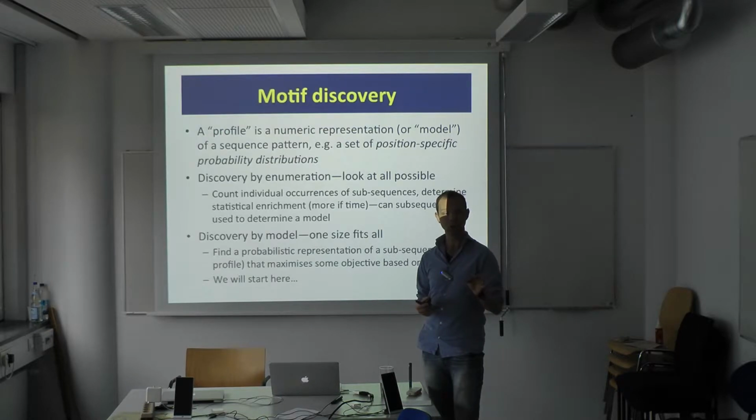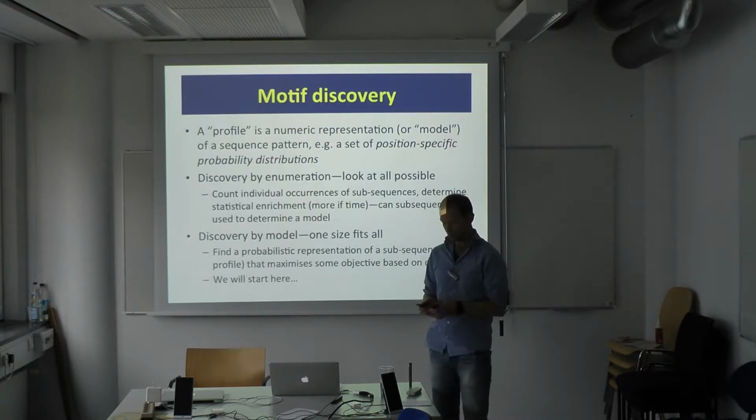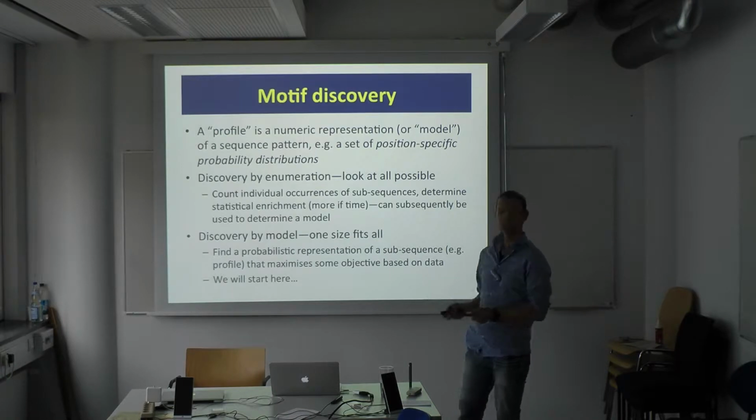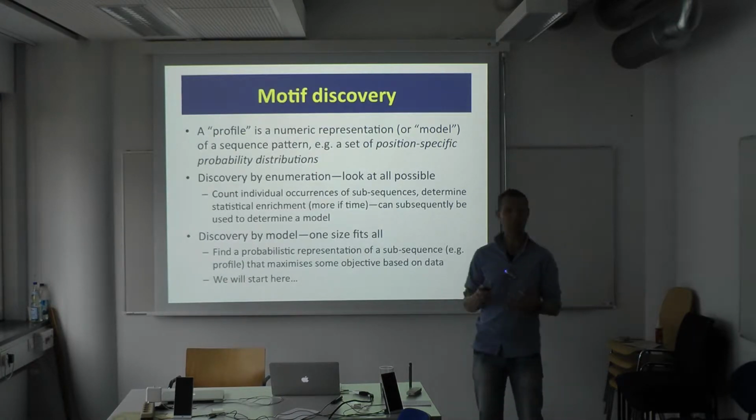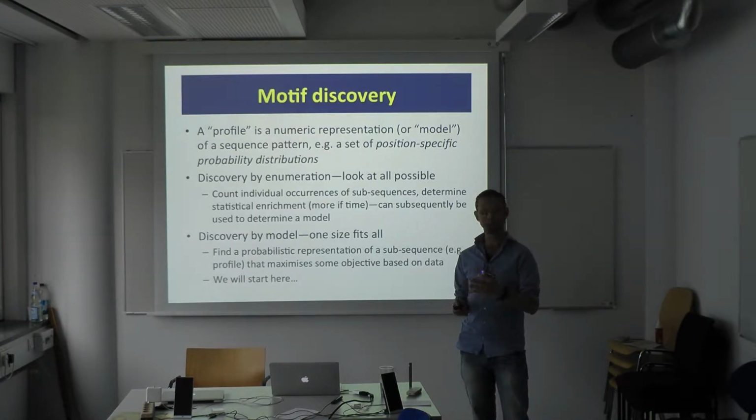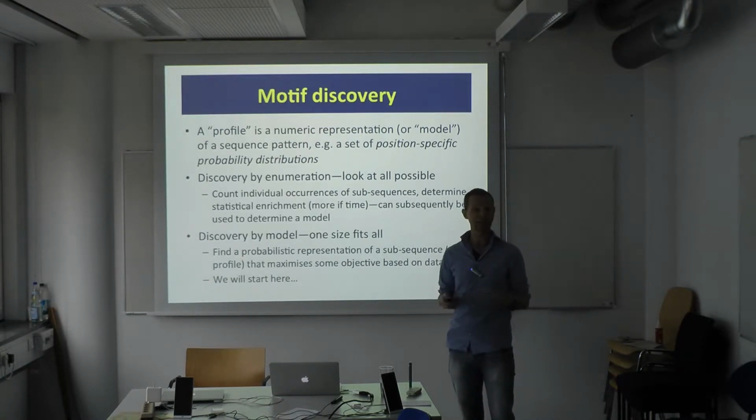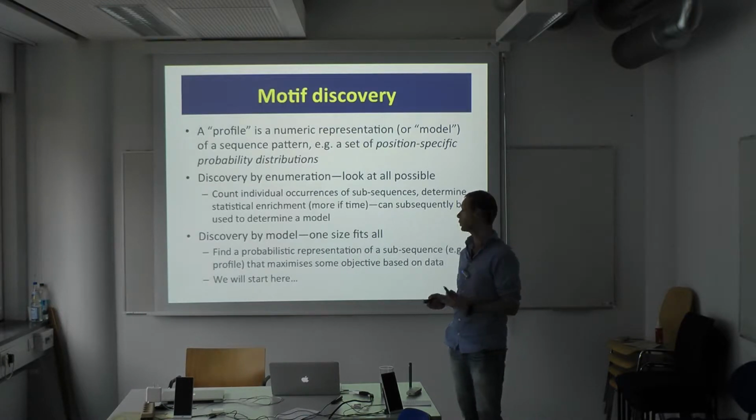And we're going to develop the intuition behind one particular form of discovery, and that's through so-called Gibbs sampling. That's an example of the latter type of method here, which I call discovery by model, one size fits all. So we're going to find a representation of a subsequence. And this could be a profile like the one that we talked about on Tuesday. And that is a profile that maximizes some objective that we define in terms of the data that we have access to.